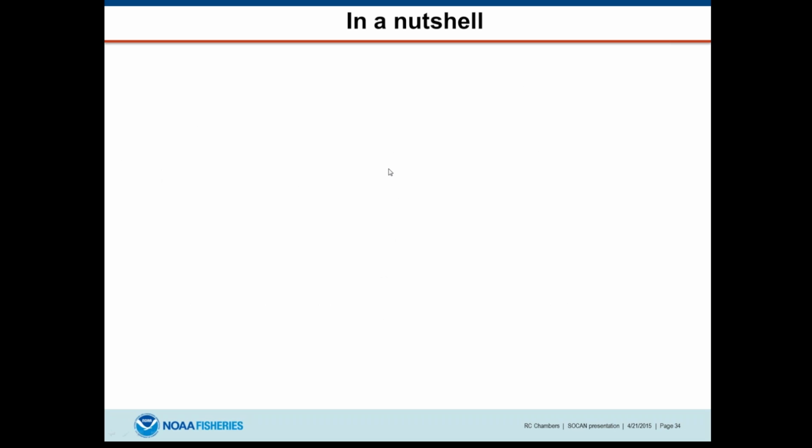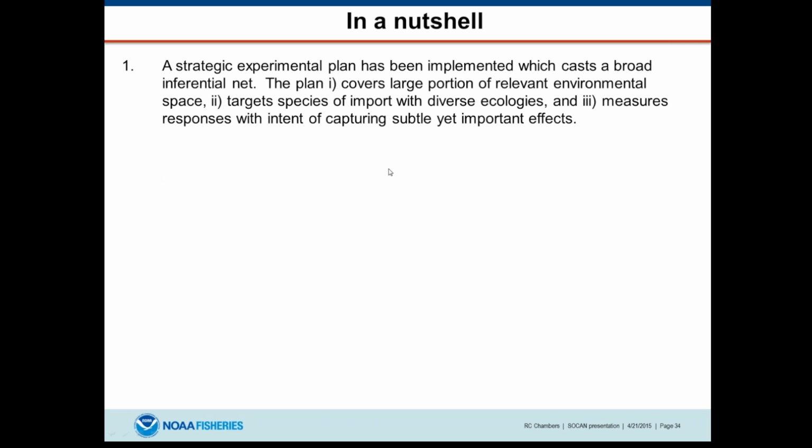So in a nutshell, we've laid out in this talk and also in our work a strategic experimental plan which has the intent of casting a broad but efficient inferential net. It intends to cover a large portion of relevant environmental space, looking at species of divergent ecologies that are representative of other taxa, we hope, and measure responses that we think reflect fitness, recognizing that some of these responses are going to be subtle but important in the long run.